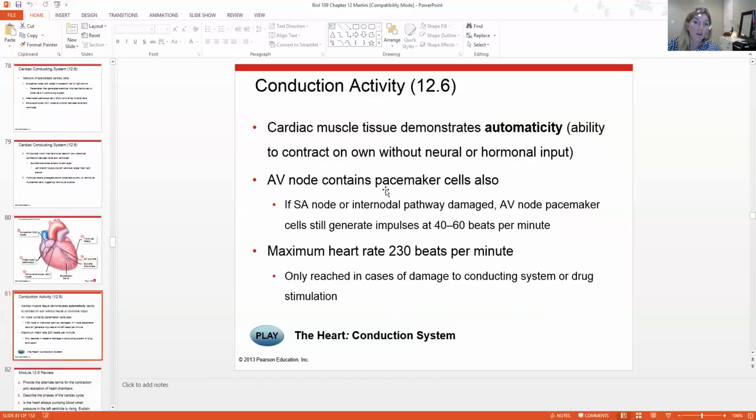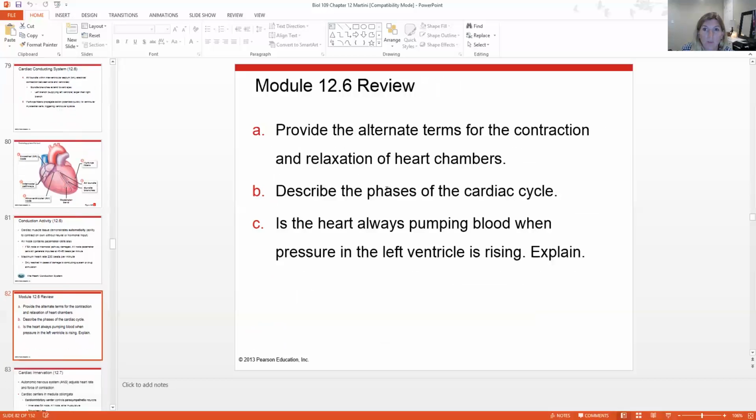So the cardiac muscle has something called automaticity. It contracts on its own without neural or hormonal input. The AV node contains pacemaker cells. If the SA node or internodal pathways are damaged, the pacemaker is still going to generate a pace between 40 and 60 beats per minute. Maximum heart rate is around 230 beats per minute, and this is only reached if there's some type of damage to the conducting system or some type of drug stimulation. You can pause the video here, go back and answer these 3 questions.